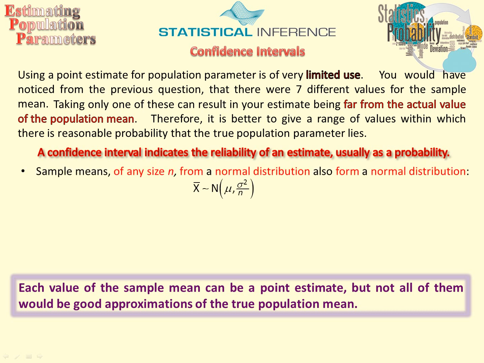Sample means of any size n from a normal distribution also form a normal distribution. But notice now that the normal distribution of the sample means has a variance of the population variance divided by the number of elements in the sample.